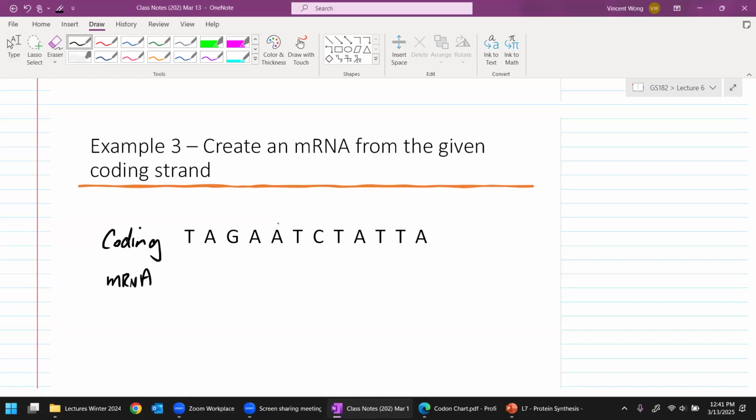If you see coding strand on the quiz, you should be very happy. Why is that? Exactly, right? The relationship between coding and mRNA is that they're the same. Remember, the coding strand is the recipe. We want the recipe to be the same for the copy. So I just copy everything. But then if I see a T, I have to change it to U.